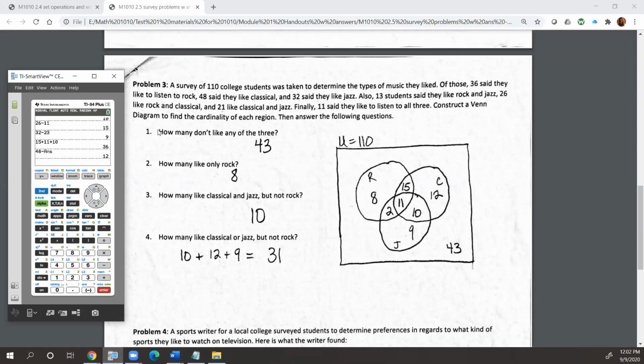So now we can answer all the questions. How many students do not like any of the 3 genres of music? And we have this number 43. How many like only rock? Well, that would be 8.